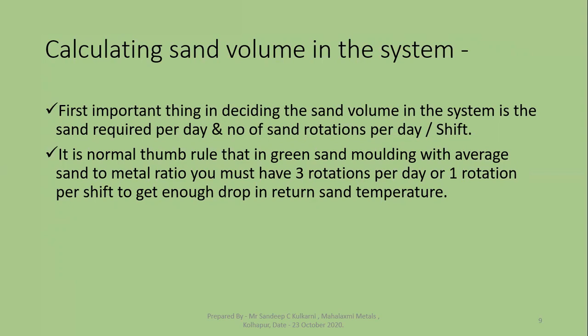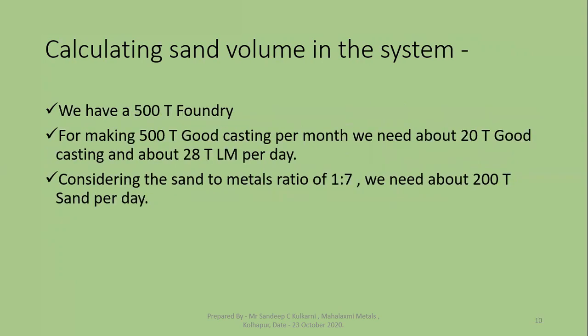As a normal rule of thumb, for green sand molding with an average sand to metal ratio of around 1:5 or 1:6, you must have 3 rotations per day, or 1 rotation per shift, to get enough drop in return sand temperature. So 1 rotation per shift or 3 rotations per day are required at an average sand to metal ratio of 1:5, 1:6. So let us take an example here.